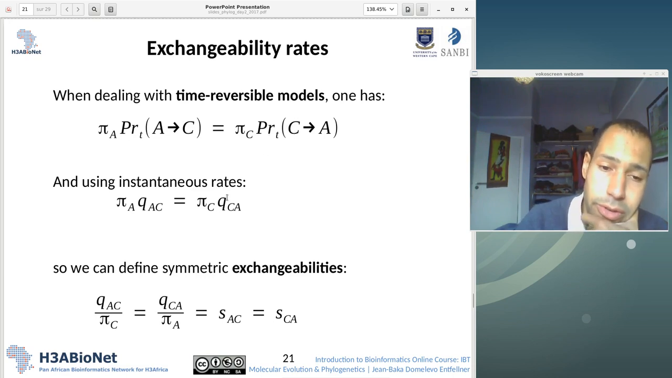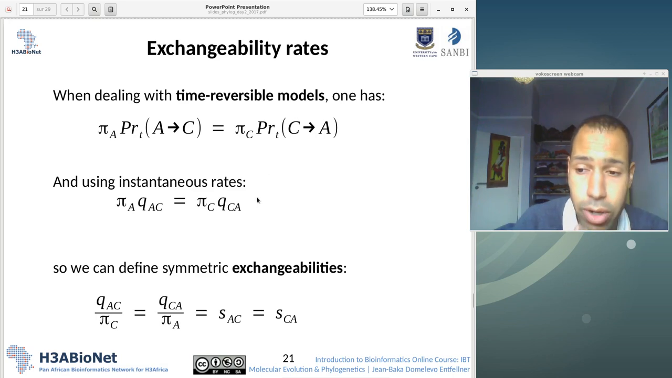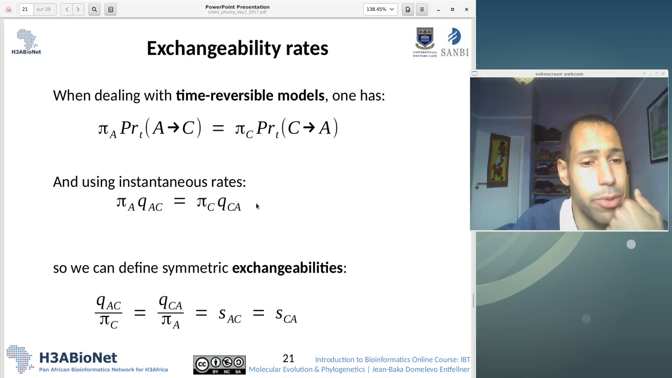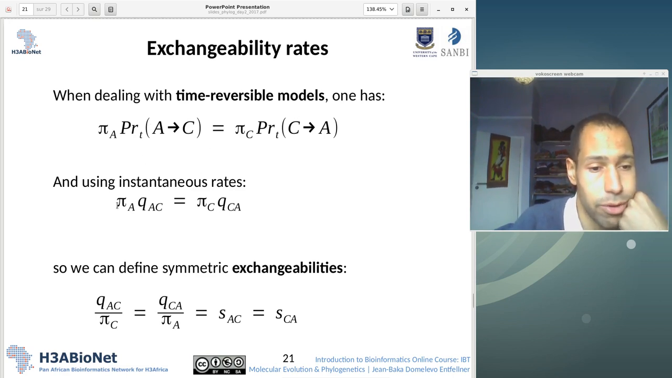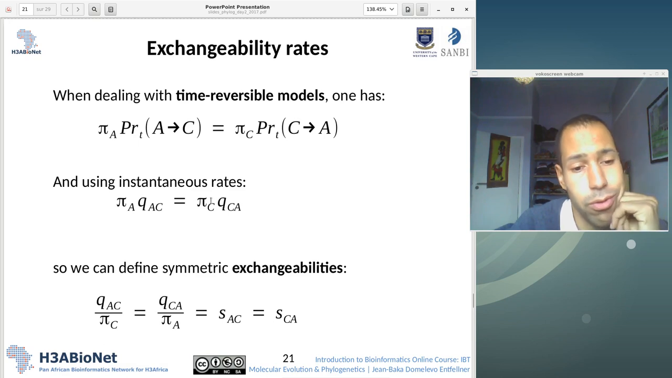And we'll see these instantaneous rates appear in transition matrices. And these transition matrices describe the evolutionary model. So here we have this equality, pi A times the instantaneous rate of transition from A to C is equal to pi C times the instantaneous transition rate from C to A.